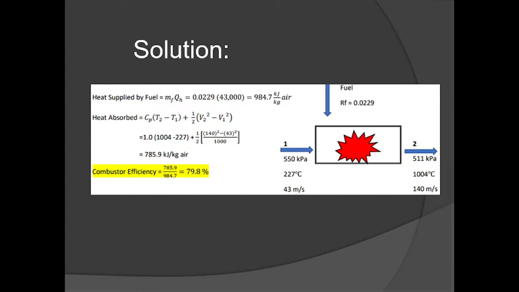So for the combustor efficiency, we just divide 785.9 by the heat supplied by the fuel, which is 984.7, which is 79.8% combustor efficiency.